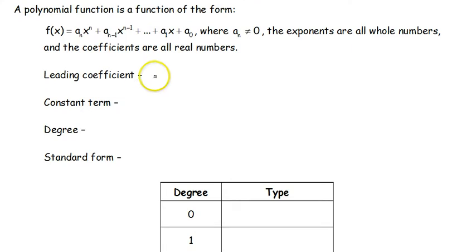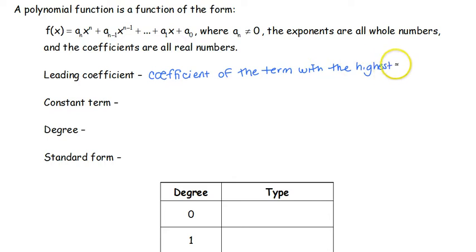The leading coefficient is the coefficient of the term with the highest exponent. So no matter how your terms are arranged, you look at the term that has the highest exponent. Whatever coefficient is in front of that is the leading coefficient. The constant term is the term or the number with no variable.